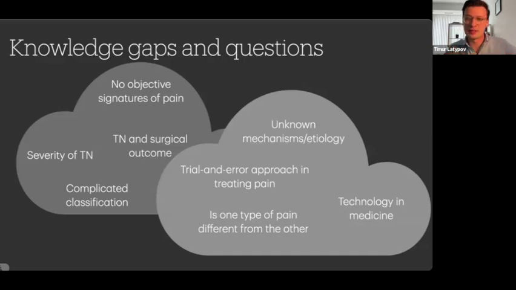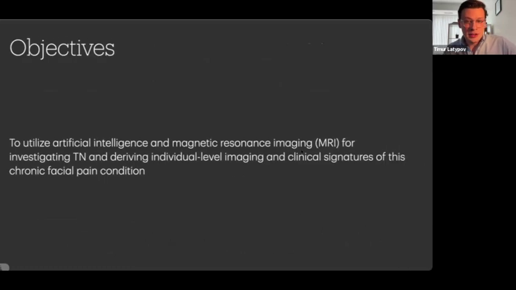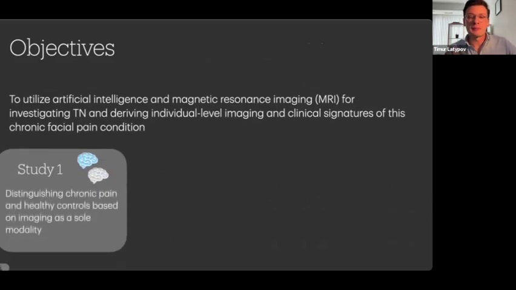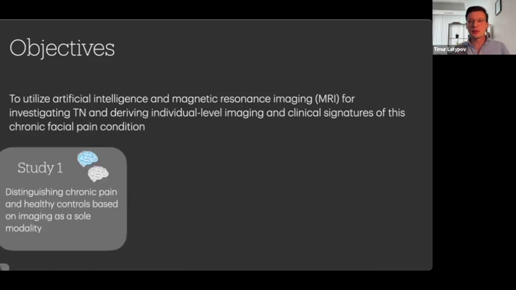And we think that technology in that sense has the capacity to offer us the means to solve some of those challenges. So in a very general view, my current work uses artificial intelligence and brain imaging to investigate trigeminal pain and identify individual-level imaging and clinical signatures of it. For specific purposes, essentially, we focus on 3 principal directions, which I will walk you through today. The first direction and the first study in here was to try to distinguish trigeminal pain and healthy controls using imaging only as a sole modality.